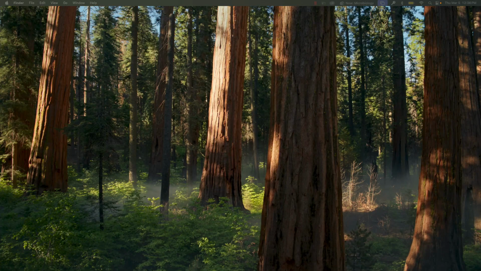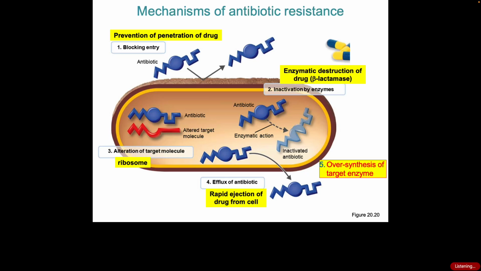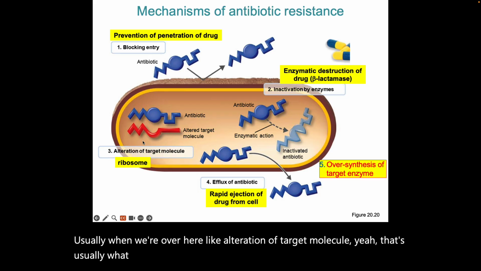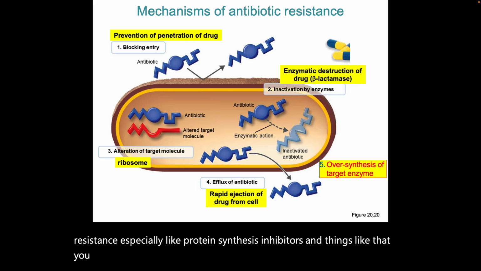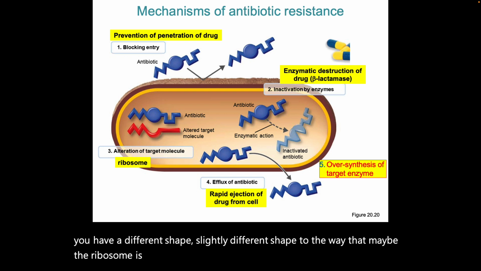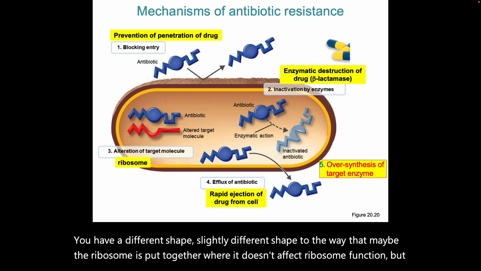The shape of the target site has changed, which prevents the antibiotic from being able to bind. So that's what we mean usually when we're over here, like alteration of target molecule. Yeah, that's usually what we're talking about. So a lot of the antibiotics where we have resistance, especially protein synthesis inhibitors, you have a slightly different shape to the way that maybe the ribosome is put together, where it doesn't affect ribosome function, but it doesn't allow the antibiotic to bind.